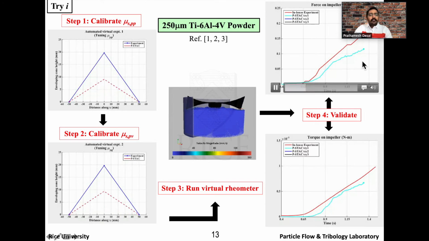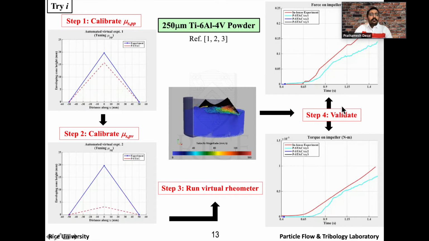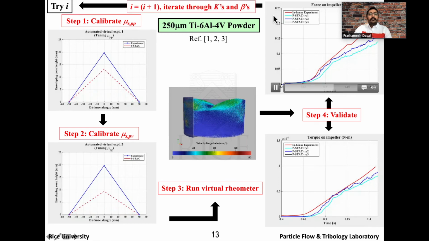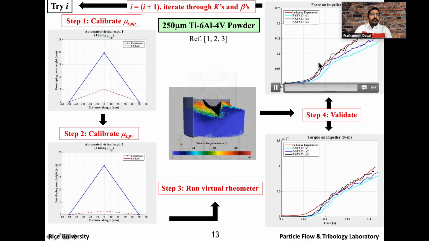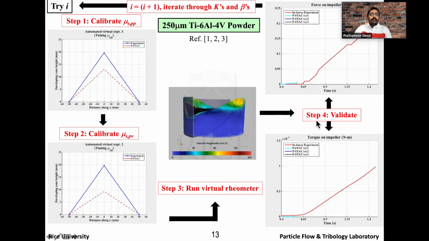The red curves here are experimental measurements for a 3D printing powder. And you can see the first light blue curve doesn't match the red curve. So we iterate through the process until we reach a good enough match. For our purposes, we said if we are within 5% of the experimental force and torque response, that's good enough, and we say the model is calibrated for the particular powder at hand.